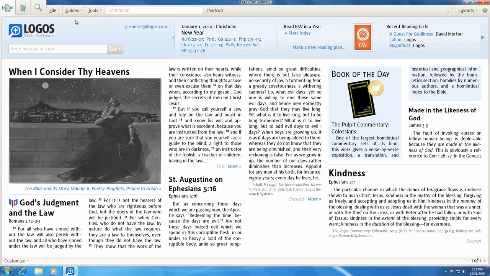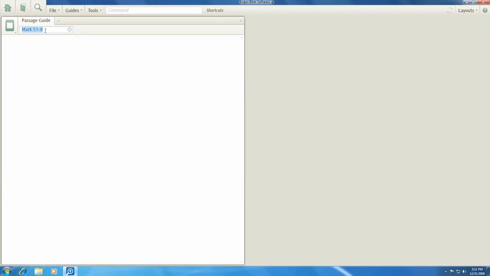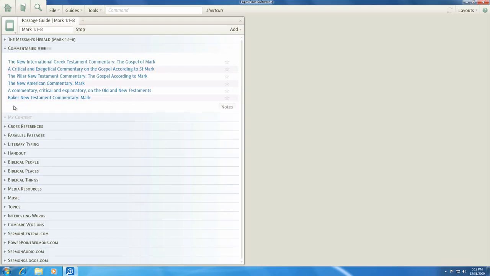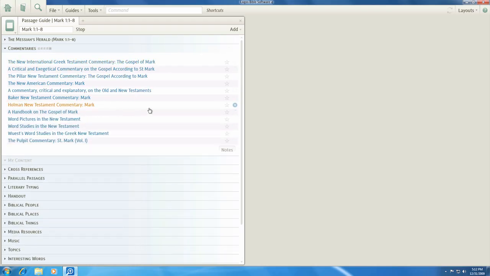And in order to take a look at these commentaries, let's open up Passage Guide. And my reference comes to Mark 1:1-8. Go ahead and type that in. Now you may have a different set of commentaries appear in this section, and that's okay. I'm going to go ahead and click more to see all the commentaries that I have in my library.